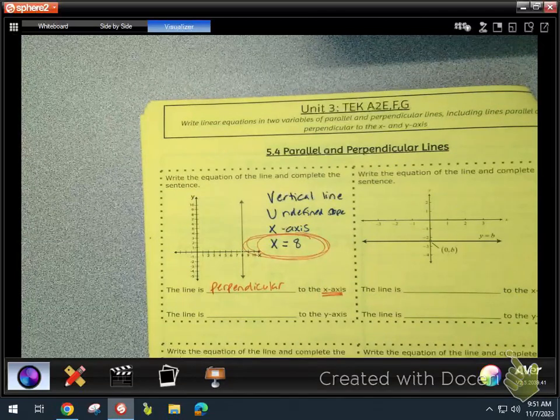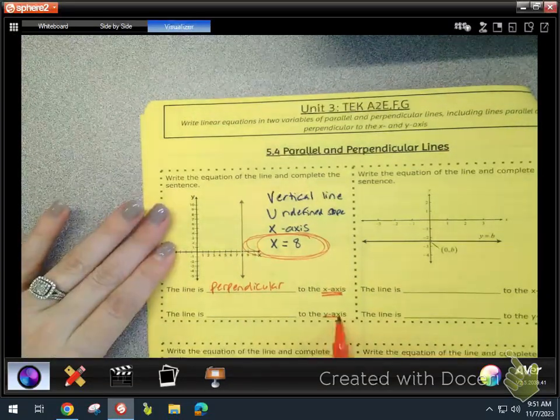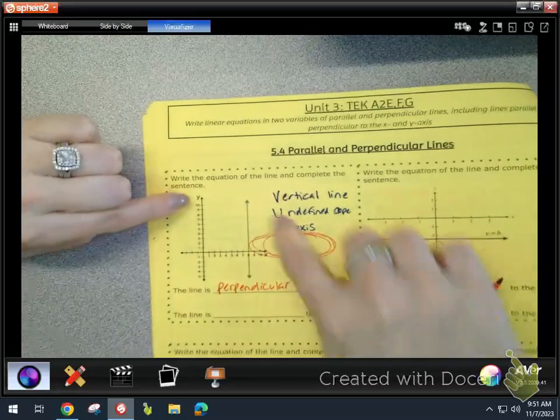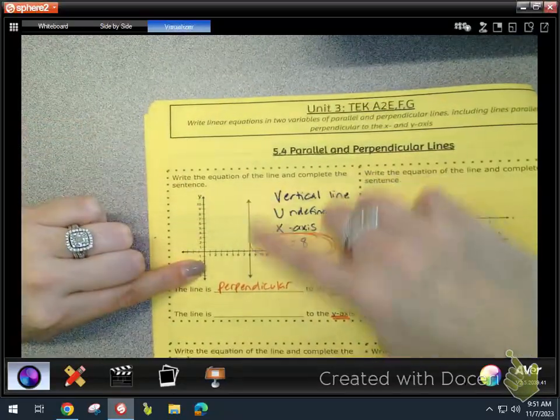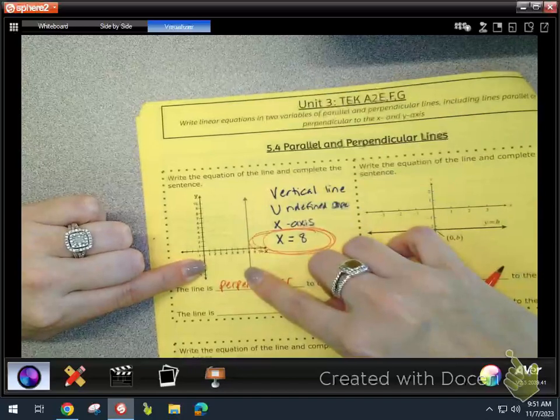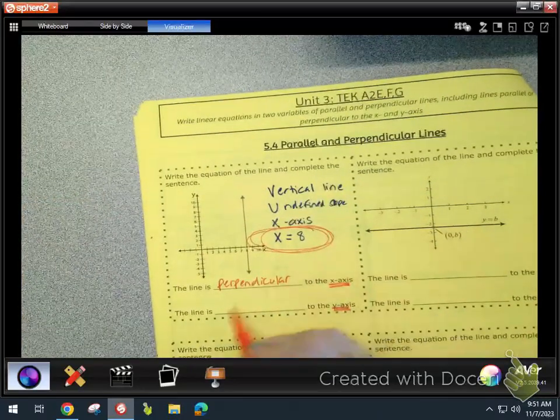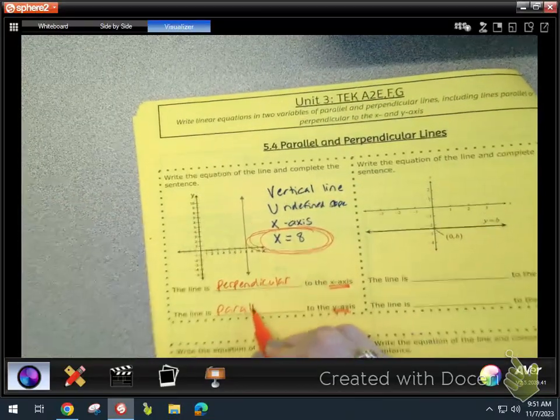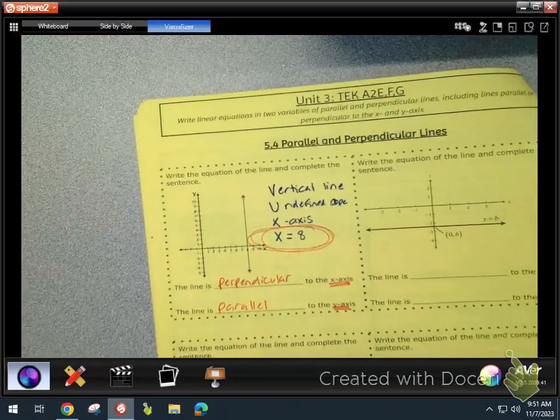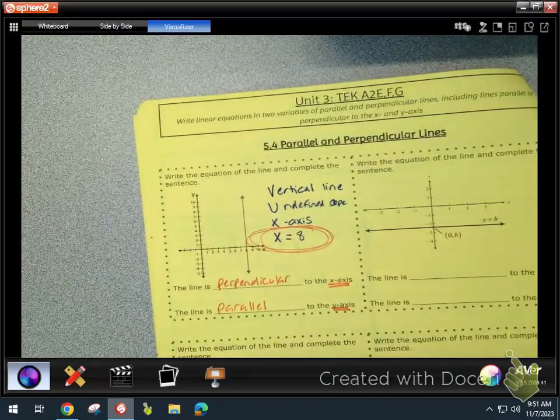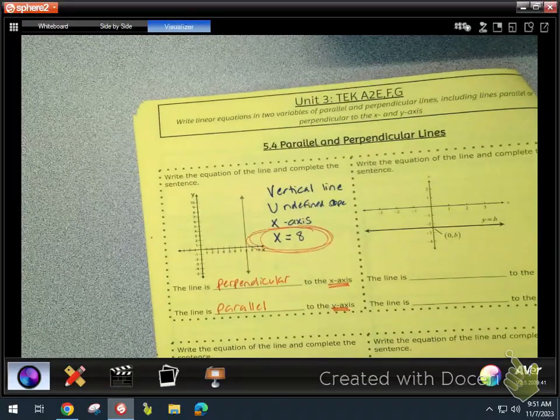Okay? Now, the next blank is talking about which axis? The y. So that's this guy. How would you describe the y-axis and the line x equals 8? Parallel. Are they ever going to cross? No. They're both vertical. They both have the same slope. That's all you have to do. But we've got to make sure we get those vocab words correct. And we've got to make sure we know how to write these.